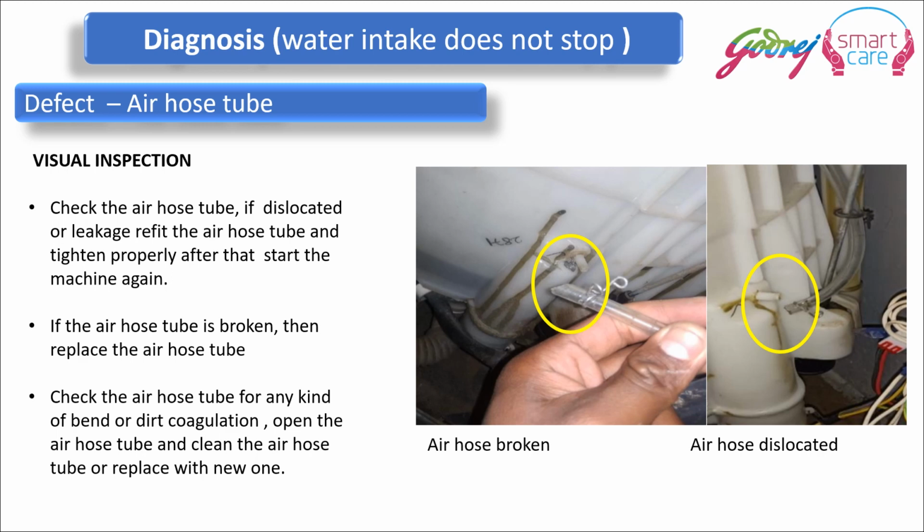After that, start the machine again. If the air hose tube is broken, then we have to replace it. We have to check the air hose tube for any kind of bends or dirt coagulation. Open the air hose tube and clean it, or replace it with a new one.